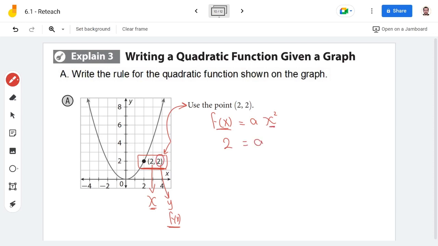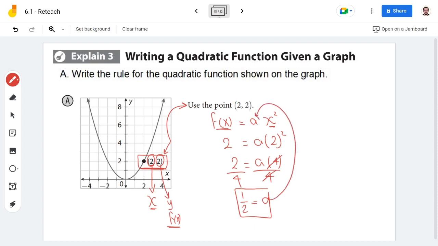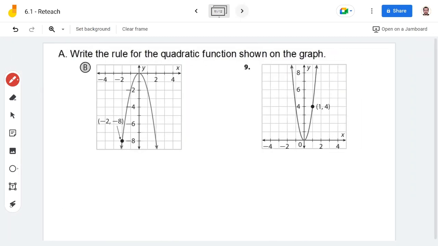a, and x is also 2. So now we write times 2 to the power of 2. Now simplify this equation normally to find a. So 2 is equal to a times 4. To find a, we divide both sides by 4. A is equal to 2 over 4, which is half. So now we get a. The next step is to go back to the function and replace it here. So the function will be f of x equal half x squared. So this is the answer. See how easy it is? Yes, it's easy.